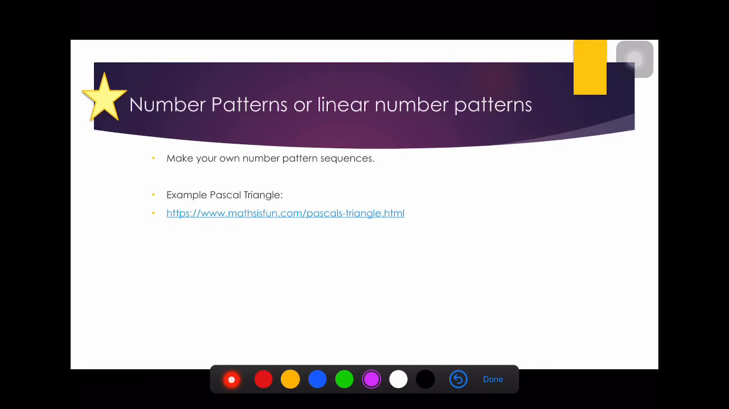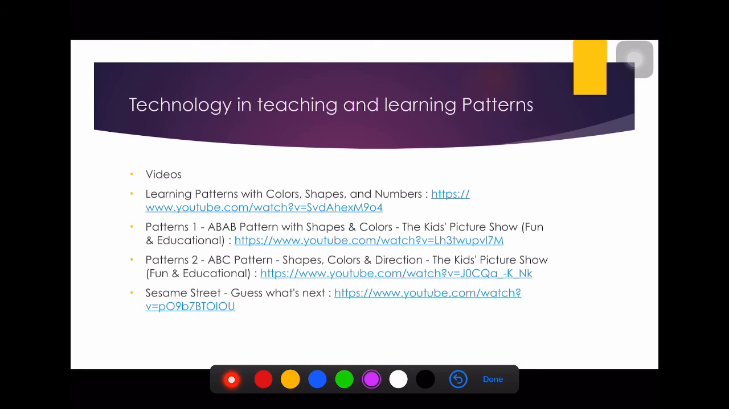Number patterns or linear number patterns, you can actually make your own. And here's an example of the Pascal triangle. You can have a look at the link here to know what a Pascal triangle is. Technology in teaching and learning patterns helps students who are academically challenged to grasp number patterns, linear patterns, or pattern itself.